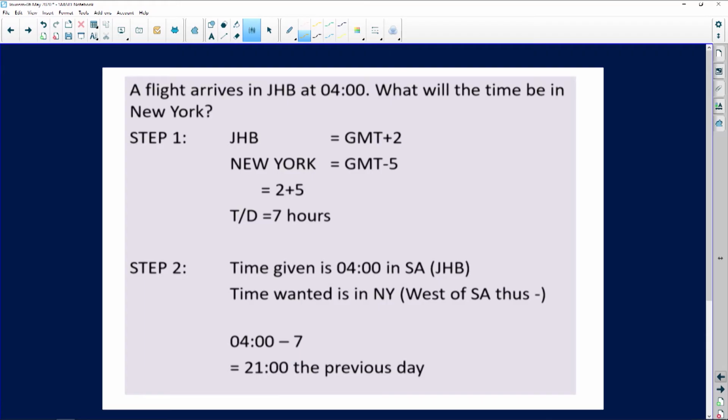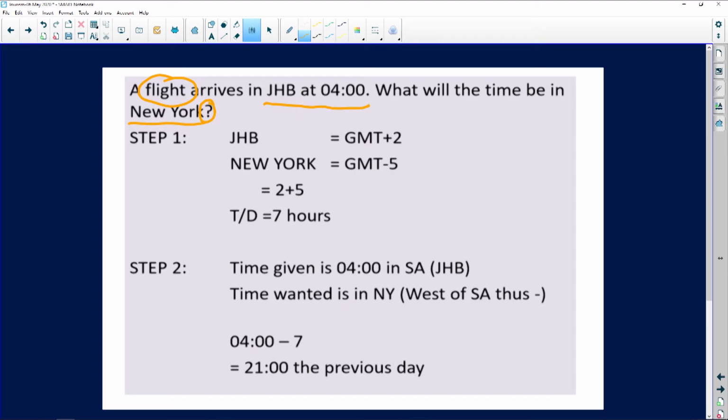All right. A flight arrives in Johannesburg at 4 in the morning. So we've got a location and a time that was given. What will the time be in New York? So guys, the fact that they say a flight is there to throw you off course, because the flight has nothing to do with it. What they do want to know is, if it's 4 o'clock in Johannesburg, what will the time be in New York? I explained two steps.